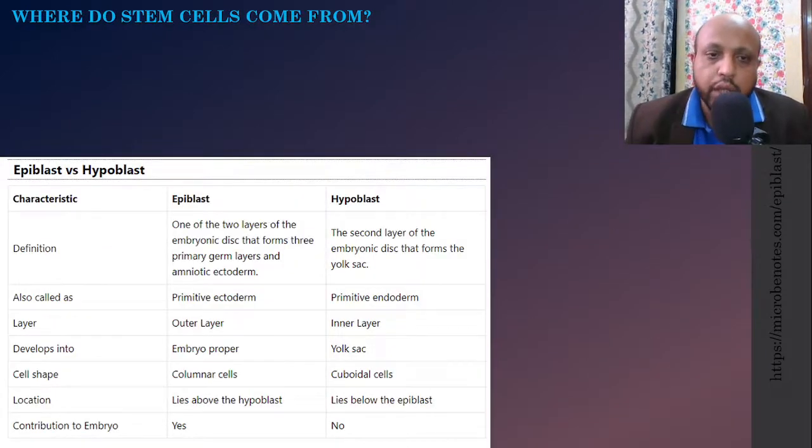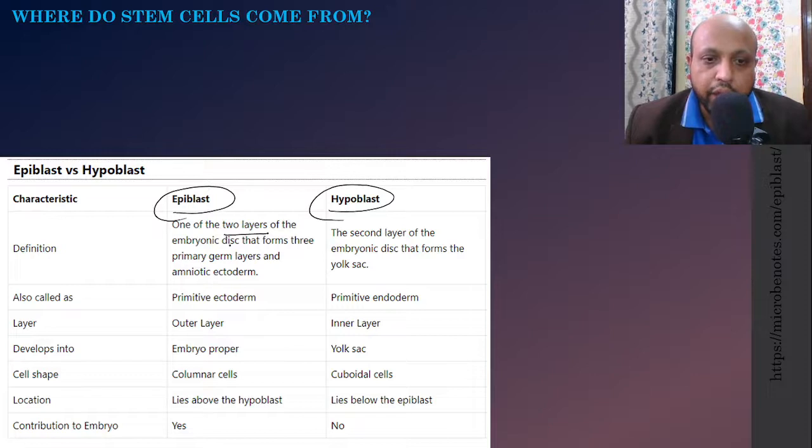Okay, if you look into the differences between an epiblast and hypoblast, because this term often comes up, they have 2 layers of embryonic discs. Okay, 3 germ layers, that is ectoderm, endoderm and mesoderm. This is the second layer of the embryonic disc, which we showed in the previous picture, the next picture which you saw.